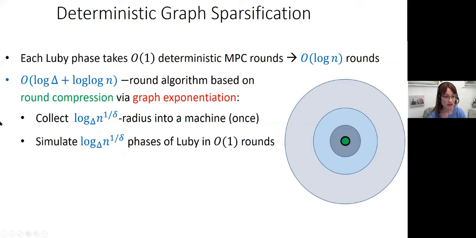So I'll just wrap up what we can get from this approach, at least for the MIS problem. Every phase of Luby we can simulate using a constant number of MPC rounds, but Luby has log n phases, so that means log n rounds. If we want to get to the final bound of log delta plus log log n rounds, we need to implement more ideas. Specifically, once the degrees are smaller, we can employ more techniques of round compression via graph exponentiation. That is, we can collect very fast a ball of radius roughly log n over log delta into a single machine. We can do it once, and then we can simulate a chunk of log n over log delta phases of Luby in constant rounds. This is just an improvement that one can have for delta that is much smaller than n. But the high-level idea is really this log n round algorithm based on graph sparsification.